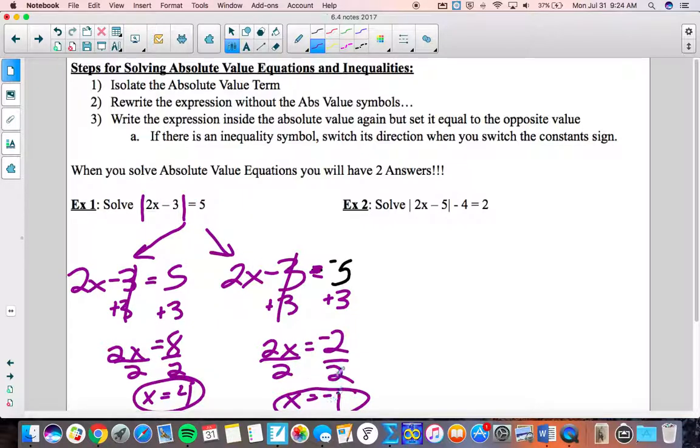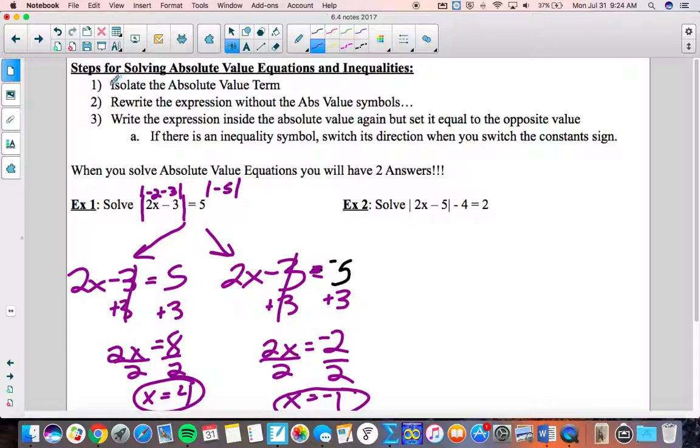So negative 1, let's check that, because a lot of people don't like this second answer that I get, or the process. It kind of seems like magic. Well, let's take 2 times negative 1. That equals negative 2. Negative 2 minus 3 equals negative 5. So really what I'm trying to take here is the absolute value of negative 5. What's the absolute value of negative 5? 5. Boom.